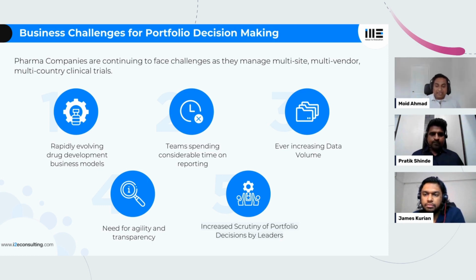Next, the need for agility and transparency. When we look at leadership reports, the data is increasing, but they want quick reports, and the reports should be transparent. Again, scrutiny of portfolio decisions by leaders is increasing day by day. So these are a few of the business challenges when we talk about aggregating data for portfolio decision making. Quickly moving on to the next slide.